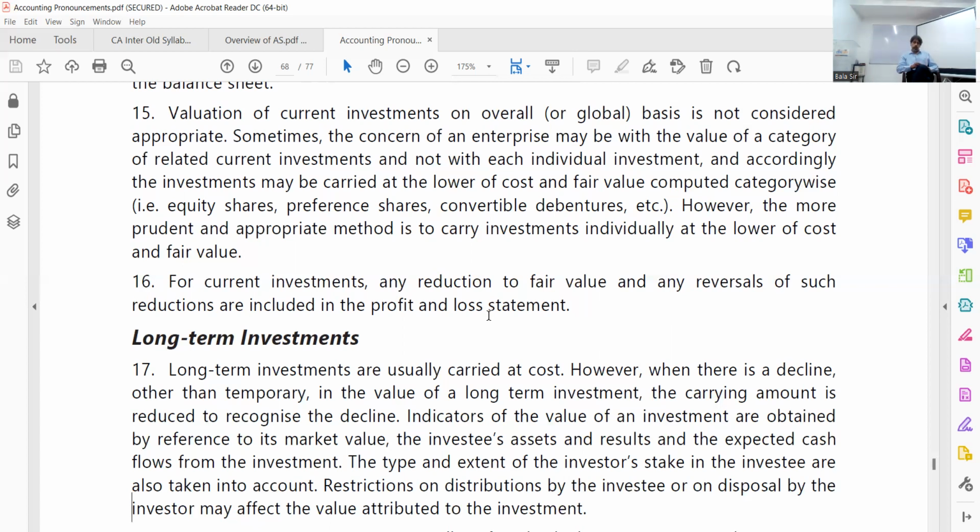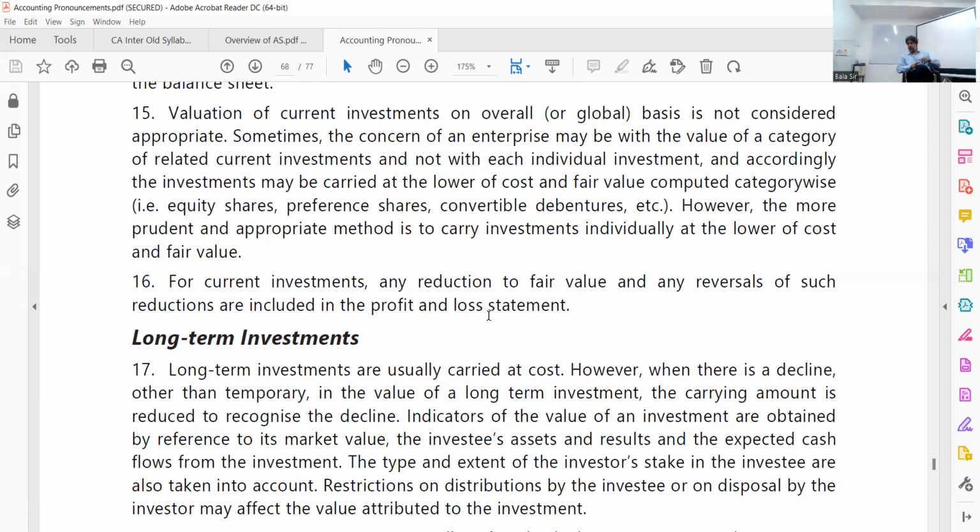Then, restrictions on distributions by the investee or on disposal by the investor may affect the value attributed to the investment. You know what is that? Suppose there is some legal restriction. Government says that the investing company cannot pay any dividends, because first they have to clear all their liabilities. Only then they can pay dividends to you. And then number two, the government can say you cannot sell your investments. There is a lock-in. You cannot sell your investments in the market.